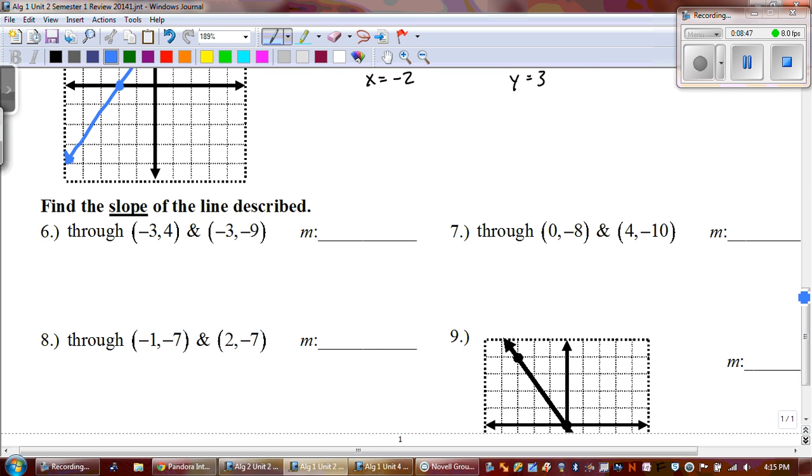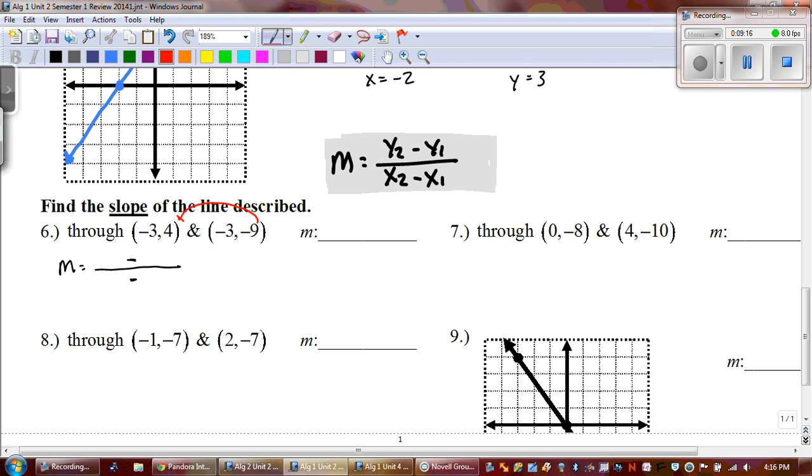The next one says to find the slope. Do you guys remember what the slope formula is? You're lucky that I do. Okay. Your slope equals y2 minus y1 over x2 minus x1. Okay. In class, we talked about how we always write it down and we add the negatives in.